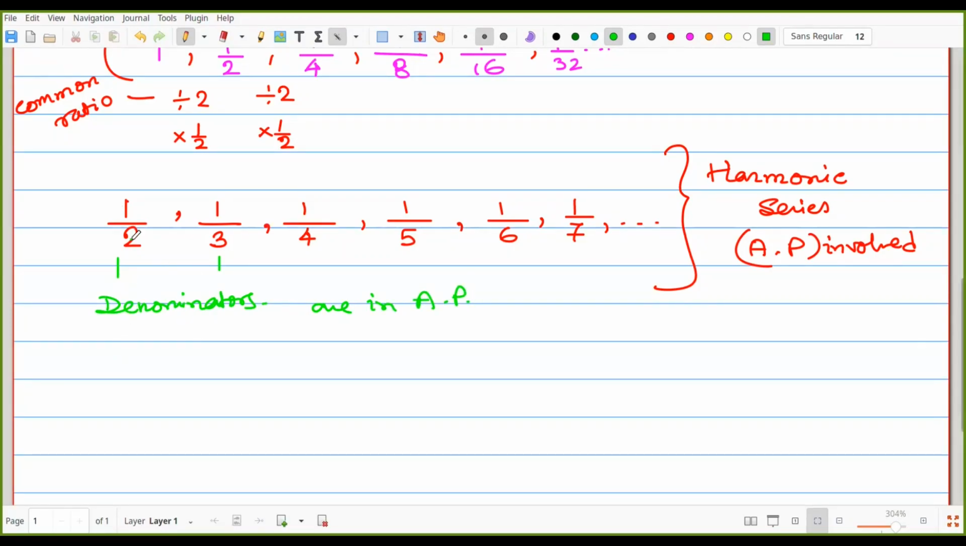Because the first denominator is 2, then the second denominator 3, the third denominator 4, the fourth denominator 5, and the sixth denominator 7. In that way, what is happening? Plus 1, plus 1, plus 1, plus 1, plus 1. So that is giving us the harmonic series or harmonic progression.